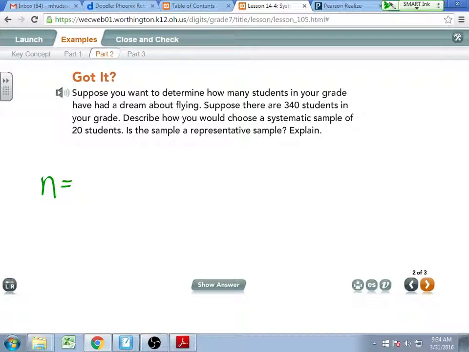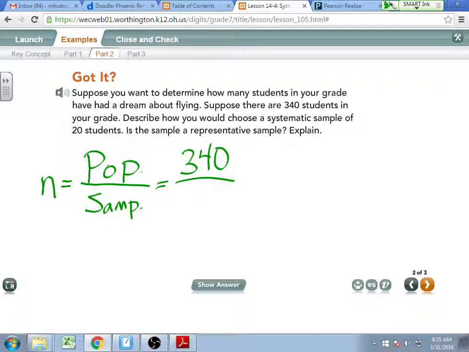Now tell me first why you did that. What over what? It's the population over the sample. It's the population size over the sample size that you want. So we take the whole population, 340, over 20. What can I do with stacked zeros? Get rid of them. So really, this is 34 over 2.